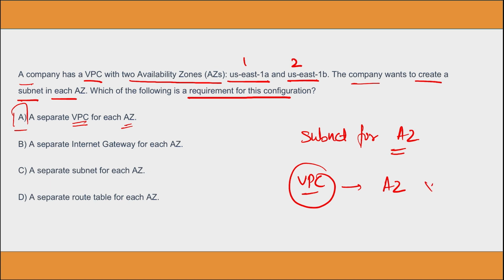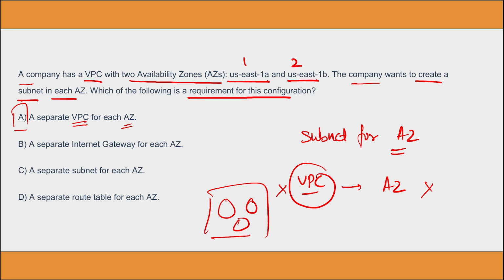Will it be required? No, a separate VPC will not be required for each availability zone, correct? As a single VPC, it can accommodate multiple availability zones. So no different VPC is required.